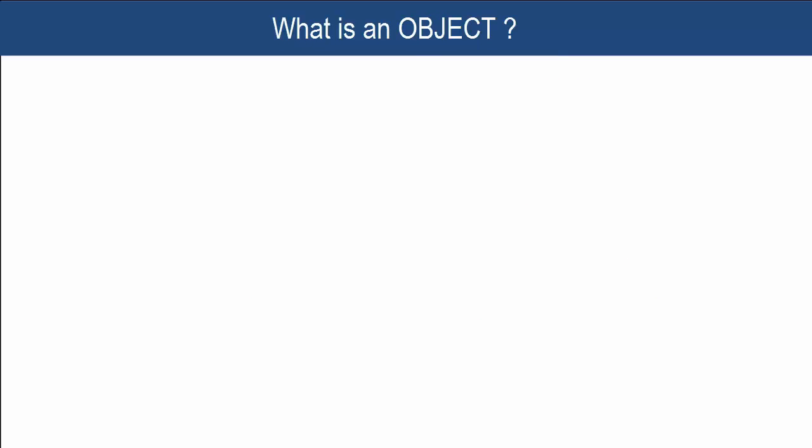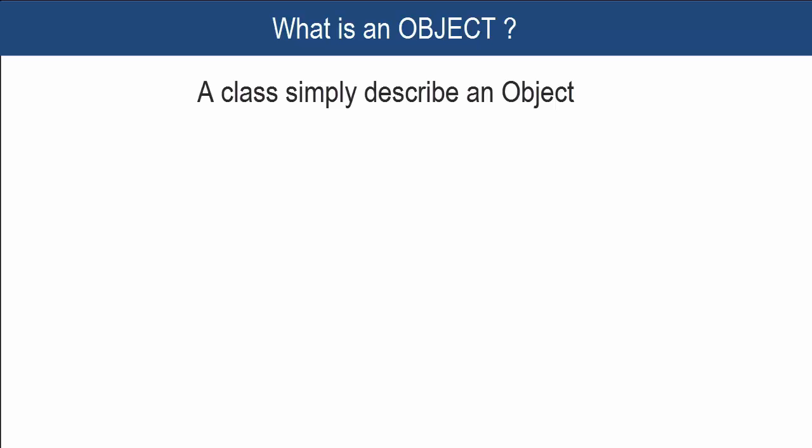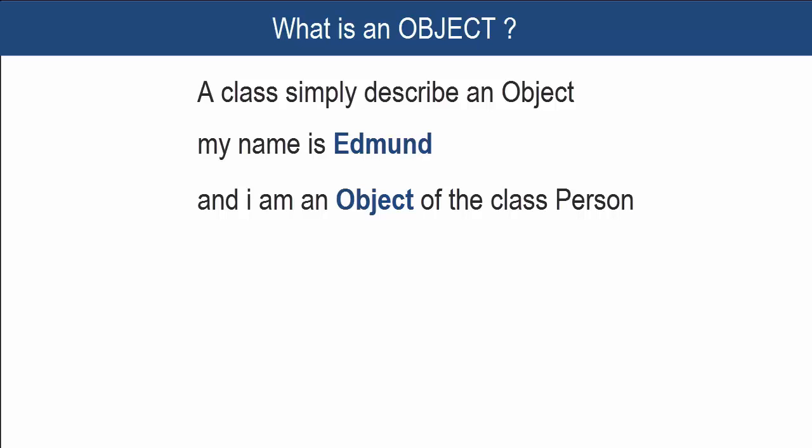Next, what is an object? A class simply describes an object. An object is like a group of data put together by a common theme. For example, my name is Edmond, and I'm an object or instance of the class person. I'm an object with the name Edmond, with variables, functions, and some kind of data structure inside of me. So, this is just a simple way to demonstrate what classes and objects are. I hope that you understand this basic example. If for some reason you have questions, I'm here and happy to help you.